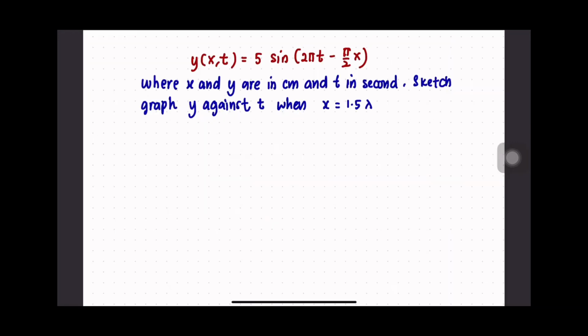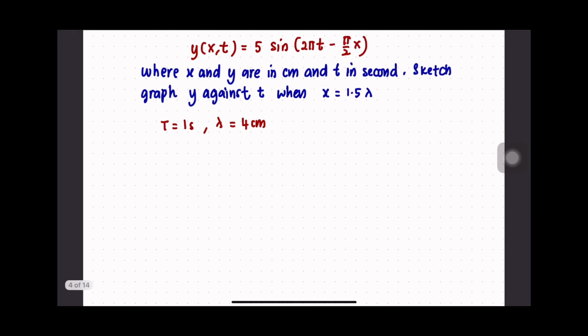Okay? Okay, next, the same question, the same equation, but the conditions are changing, where they said sketch graph y against t when given x is equal to 1.5 lambda. Because we use the same equation, we have calculated the value of omega, T and wavelength. So period is 1 second and then wavelength is 4 cm.